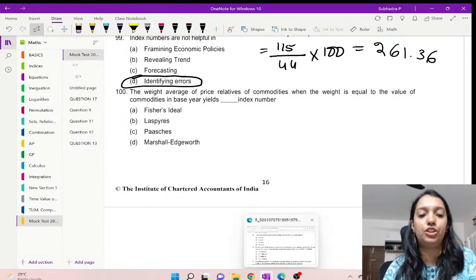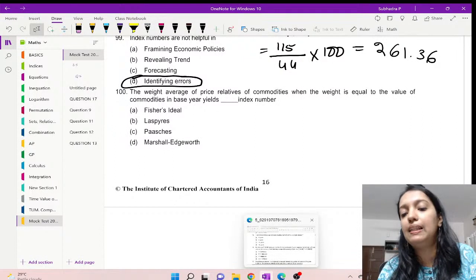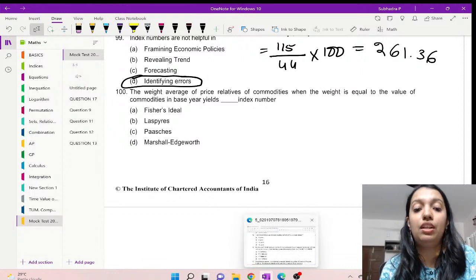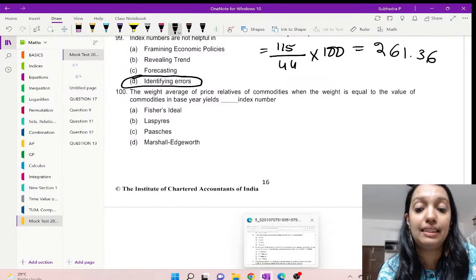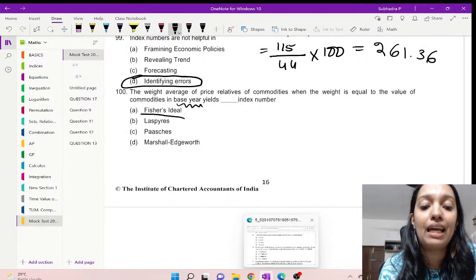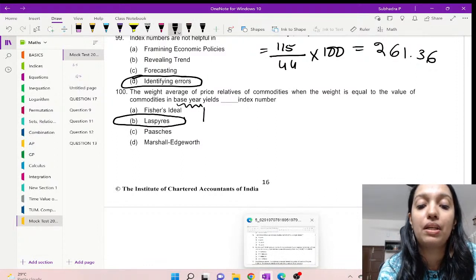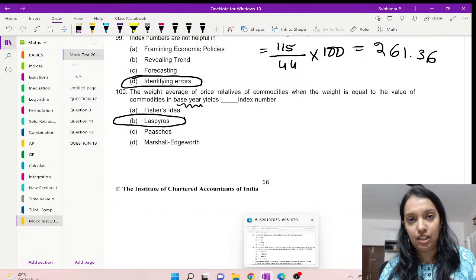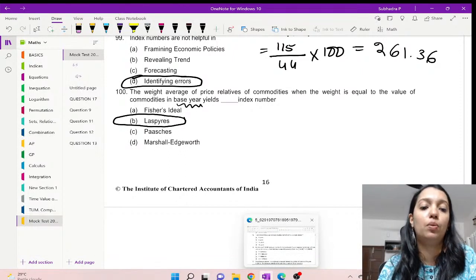Coming to 100th question. The weighted average of price relatives of commodities when the weight is equal to value of commodity in the base year. Read the question carefully. Weighted average of price relatives of commodity when the weight is equal to value of commodity in the base period. Base period, and they are asking you the value of commodity. Base period P0 or Q0 is mainly used in Laspeyres' formula. So that's it with respect to your CA Foundation questions.